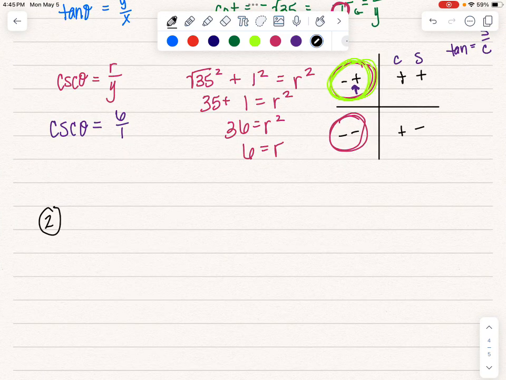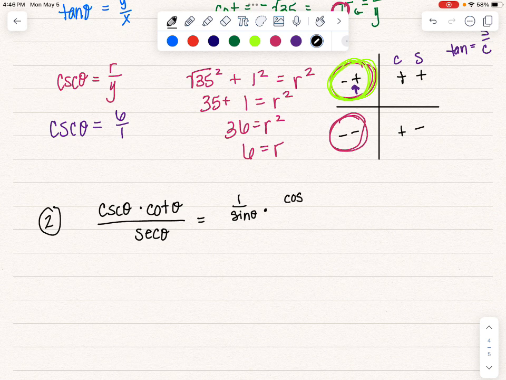I'm asked to reduce cosecant times cotangent over secant. So what I like to do is write everything in terms of sine and cosine. Cosecant is the reciprocal of sine. Cotangent is correctly cosine over sine. And secant is the reciprocal of cosine. Okay, so I just wrote everything in terms of sine and cosine.